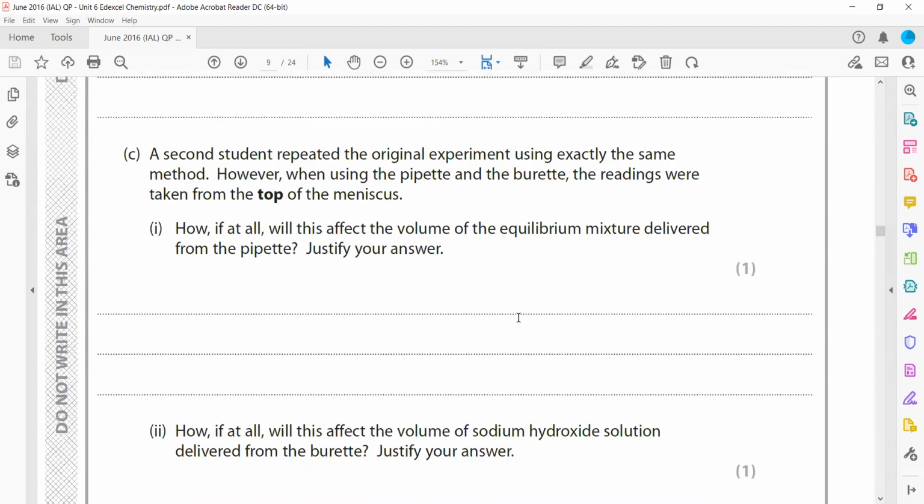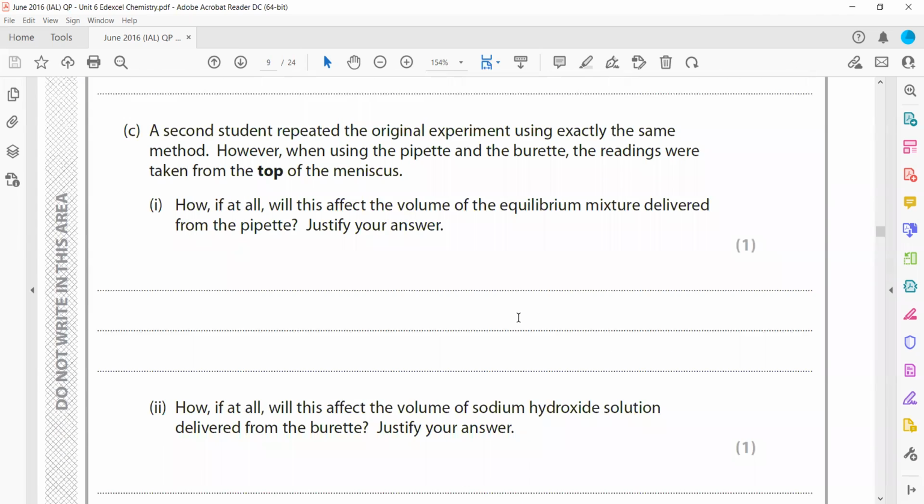Then a second student repeated the original experiment using the same method. However, the pipette and the burette were read from the top meniscus. How will it affect the volume of equilibrium mixture delivered from the pipette? Normally we read the bottom of the meniscus. So if a student reads the top meniscus while using a pipette.